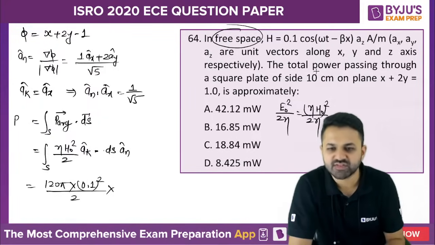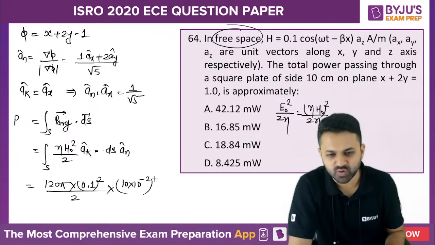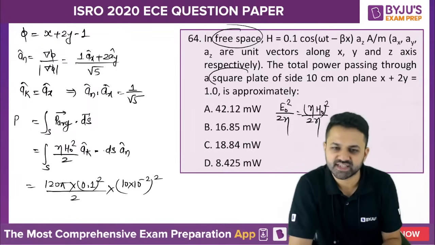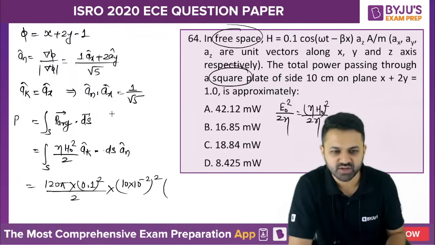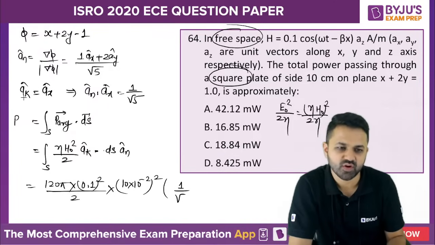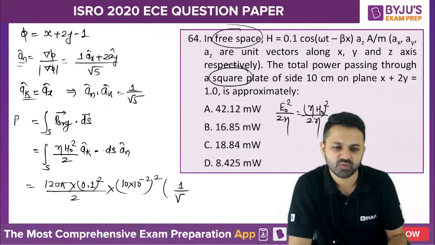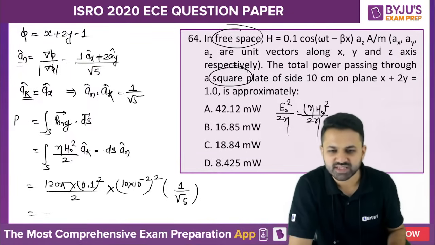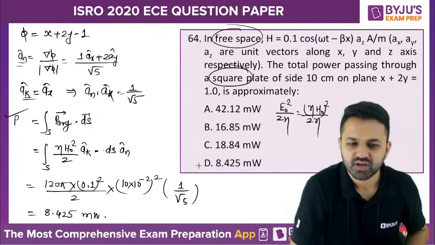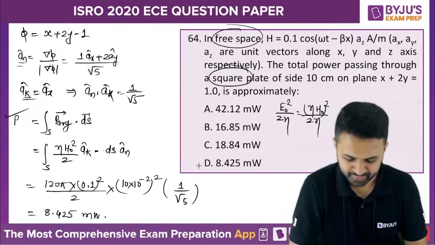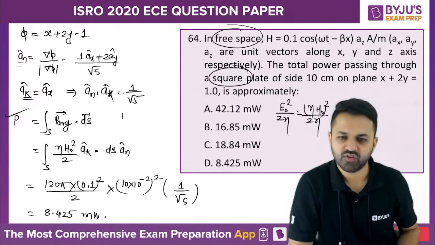What is the area of this particular plane? That is 10 centimeter square, so 10 centimeter whole square, because the square plate is given, and the dot product is 1 upon root 5. When you solve all this, you will get 8.425 milliwatt as the answer. So this is the power crossing through the particular plane of square side 10 centimeter.